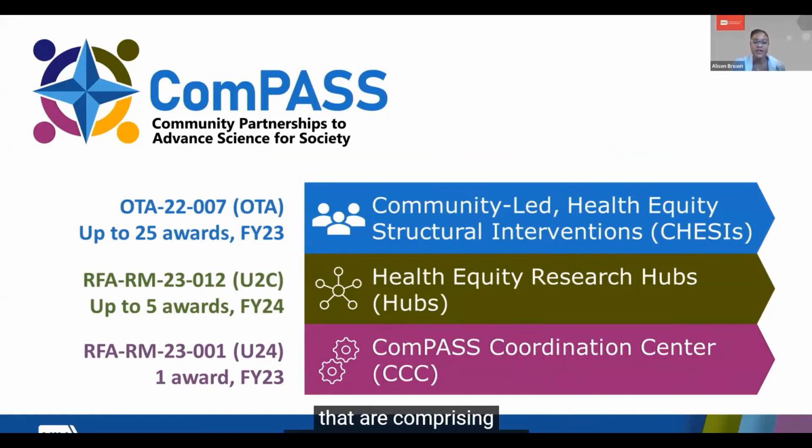So there are 3 key initiatives that comprise the ComPASS program. The community-led health equity structural interventions, also known as CHESIs, will develop, implement, assess, and disseminate these community-led health equity structural interventions that are co-created in partnership with research organizations. And these interventions will intervene on structural factors that produce and perpetuate health disparities. Then we have the ComPASS Coordination Center, which will lead overall program management and coordination of the administrative, data, capacity building, partnerships, and training, as well as the National Health Equity Research Assembly activities, also known as the HERA. And lastly, we have the Health Equity Research Hubs, which are the focus of today's webinar, and as mentioned, will be funded in fiscal year 2024. So with that, I'll pass the floor over to Brenda. Brenda?